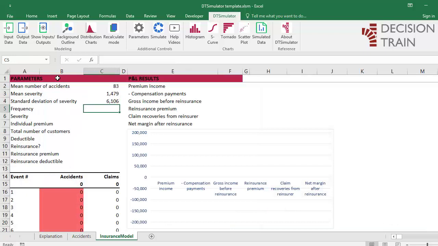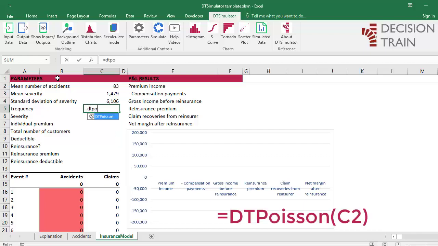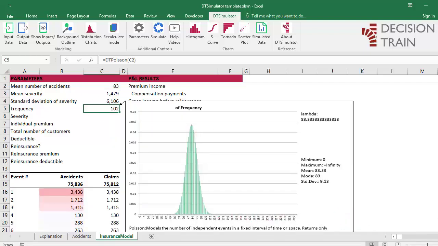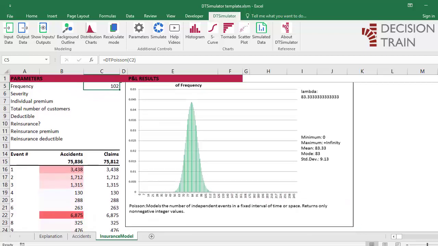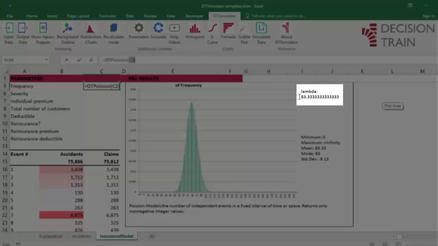We will now introduce the Poisson distribution to model the monthly frequency of accidents. 7. Place your cursor on cell C5 and type equals DT Poisson, open parenthesis, C2, close parenthesis. This will show you as a comment the following chart on this distribution function. As you can see, we are making a reference to cell C2, which contains the mean number of accidents and stands to be lambda, the only required parameter of a Poisson distribution.